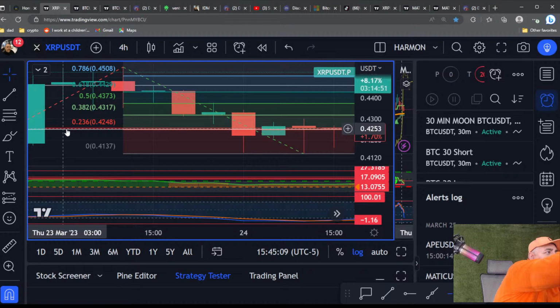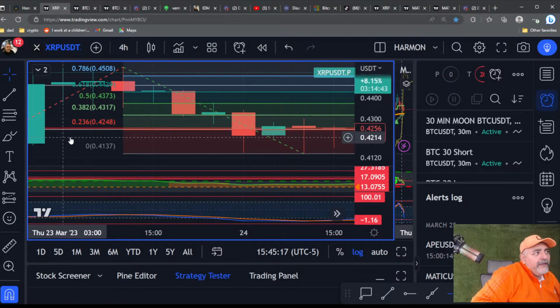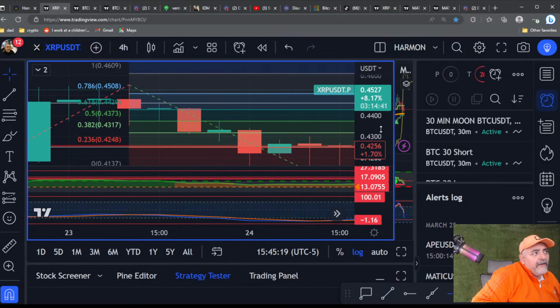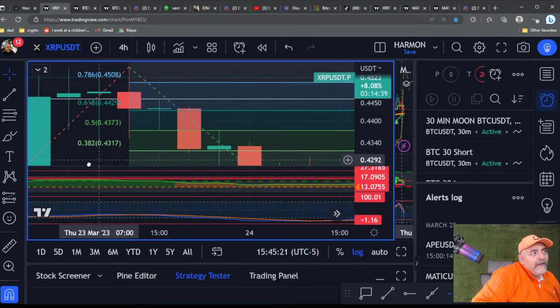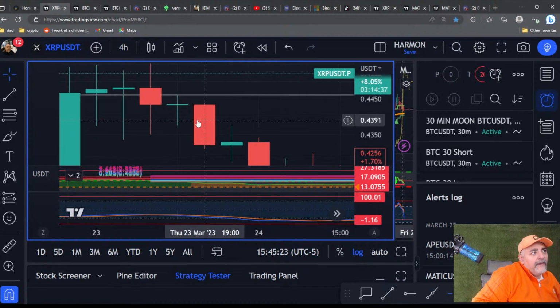The golden pocket is when the coin is bouncing between the 5 and the 382, this area right here, these green lines. Let me pull this down a little bit here. Let's see if we can.